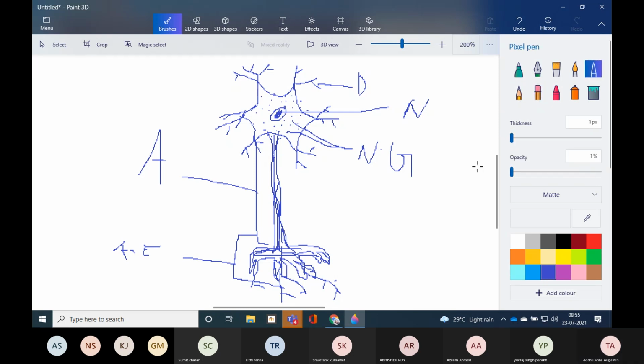A minute. Okay, so my ink is not coming. So can you see in the book?